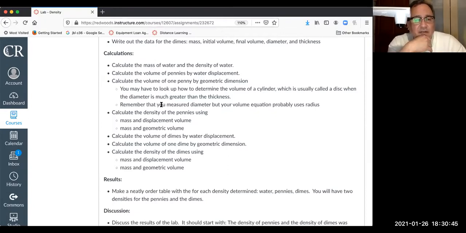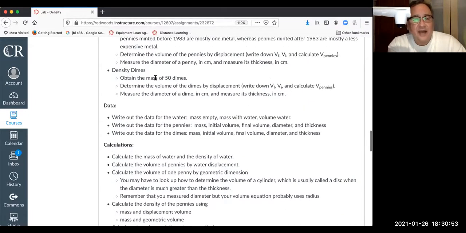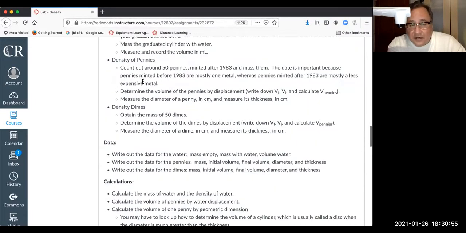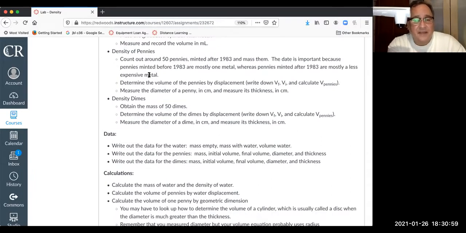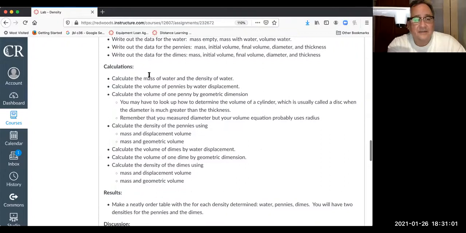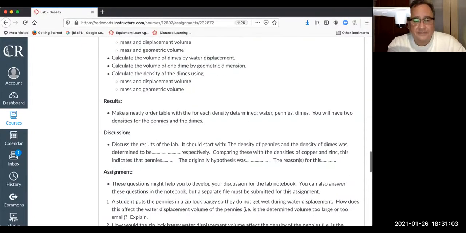Oh, I didn't put anywhere in here to... Well, I guess I do have that. Get the mass of the 50 dimes. I do have to change something up here. Get the density of 1 penny, or get the mass of 1 penny and get the mass of 1 dime. I see that now. So I'm going to switch screens so you can see what I'm writing on paper.